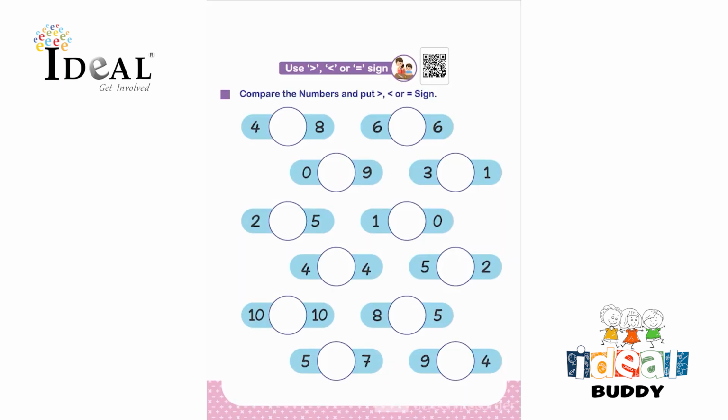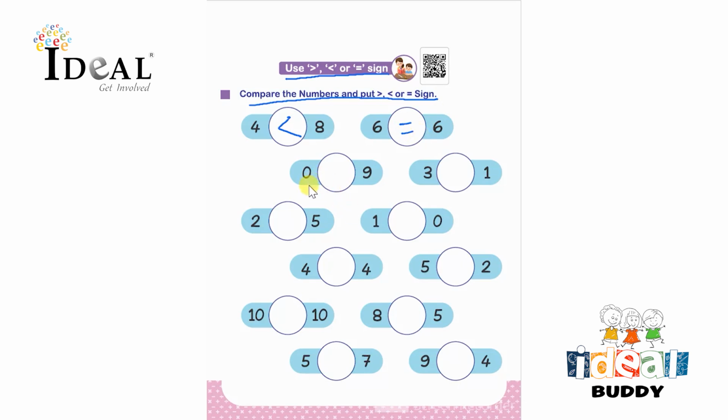Hello everyone. In this page, the child has to use greater than, less than or equal to sign. So here they have to compare the numbers and put greater than, less than or equal to sign. So here is the number 4 and here it's 8. So 4 is less than 8. Here it's 6 and 6. So they both are equal.